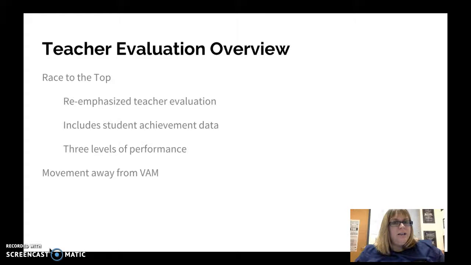Overall, Race to the Top really re-emphasized teacher evaluation, with the government giving money to schools and districts and states that revamped the evaluation system and other areas. You get a very competitive market. And so part of Race to the Top's emphasis on teacher evaluation really created this movement towards a more high-stakes teacher evaluation. It was required that student achievement data be in that evaluation, and that there be at least 3 levels of performance: highly effective, effective, and ineffective. There has recently again been a movement away from those value-added measures that were in a lot of the initial plans.